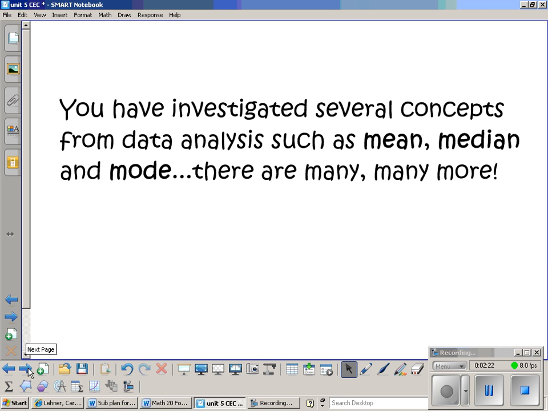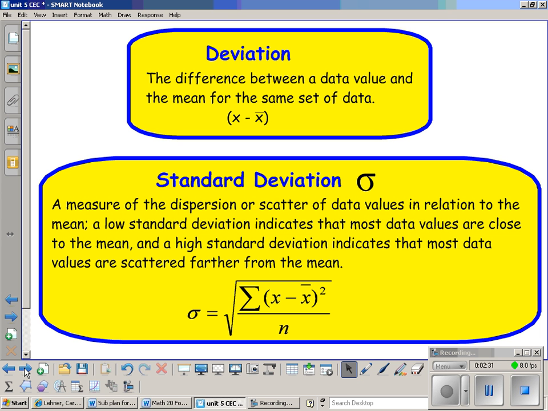So at this point, we have investigated several concepts from data analysis, such as mean, median, and mode. But there are many, many more that we can use. Deviation is the difference between a data value and the mean for the same set of data. So if you've got Paige's 10 percentages from the last 10 games, and you found her average, you could then actually find the deviation, which would be the difference between each game's percentage and the mean for all of her games.